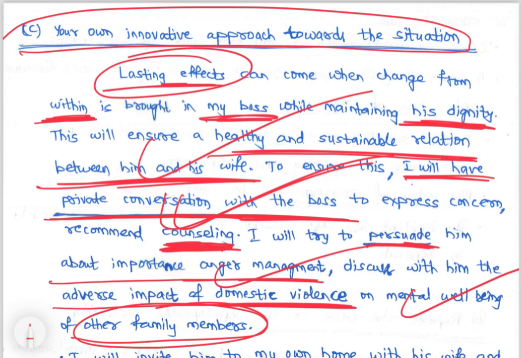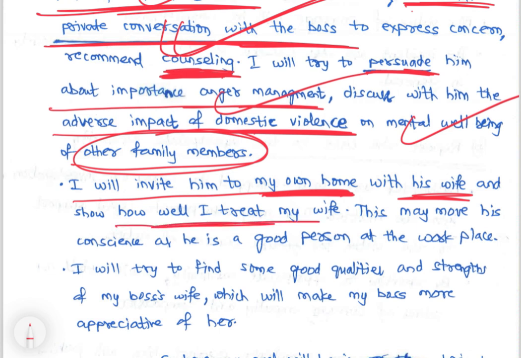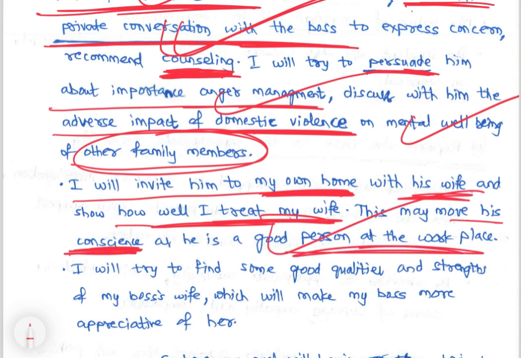Right, and he avoids domestic violence. I will invite him to my own home with his wife and show how well I treat my wife. This may move his conscience, as he is a good person at the workplace. भाई वो भी समझदार आदमी है, वो भी अच्छा इंसान है.